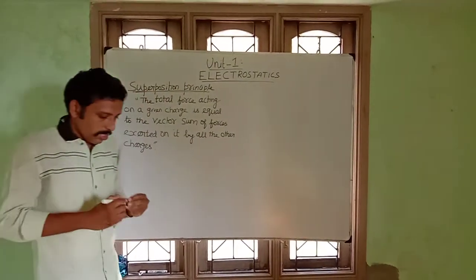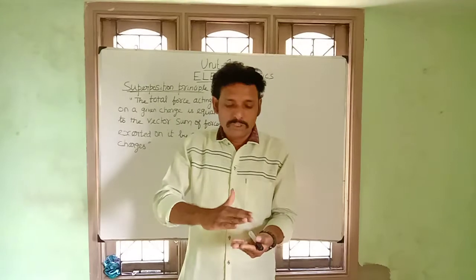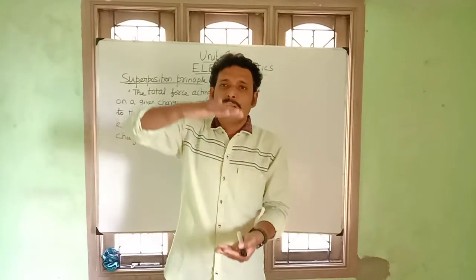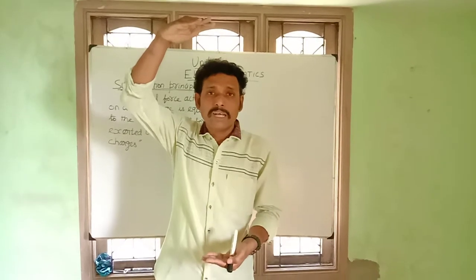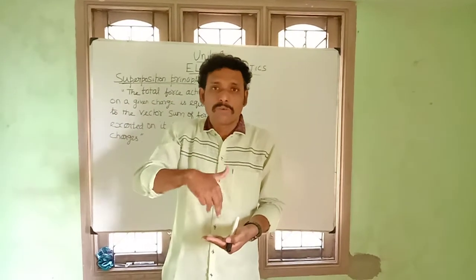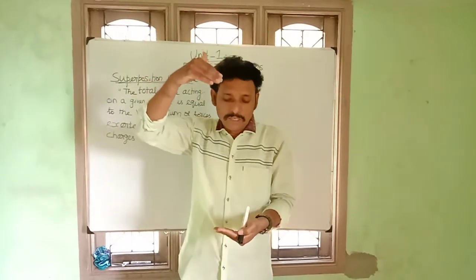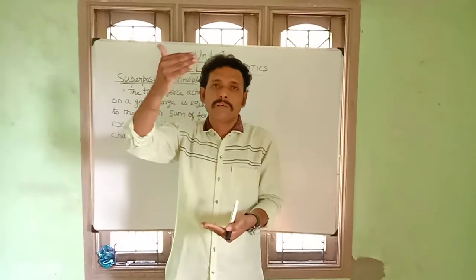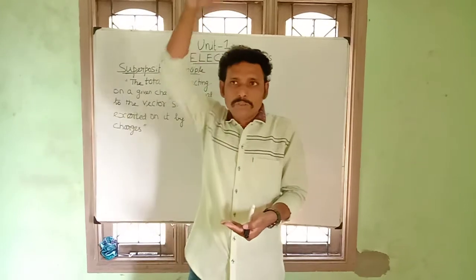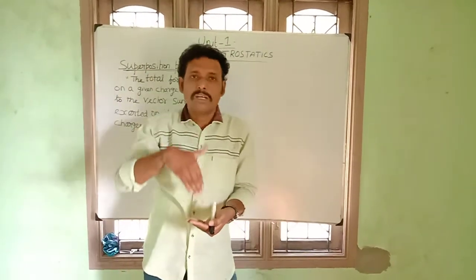Take one book placed, another book, like that five books are placed. Now see here, the 5th book is also exerting a force on the first book. Similarly, the 4th book is also exerting a force on the first book, similarly the second book, and so on. So all the books exert force on the book.